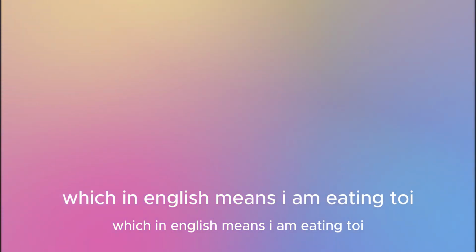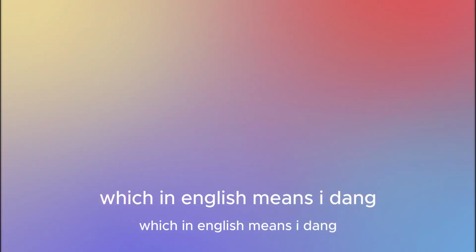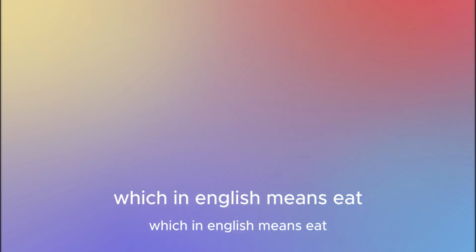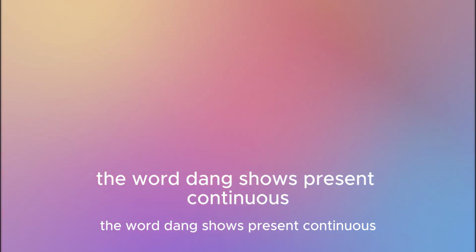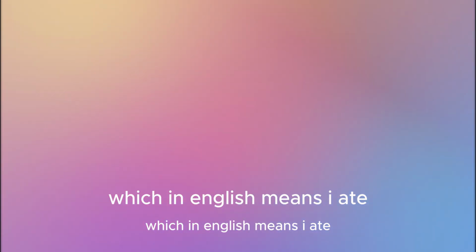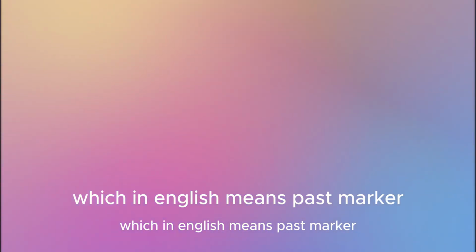For example, tôi đang ăn, which in English means I am eating. Tôi, which in English means I. Đang, which in English means currently, in progress. Ăn, which in English means eat. The word đang shows present continuous. Now another example. Tôi đã ăn, which in English means I ate. Đã, which in English means past marker.